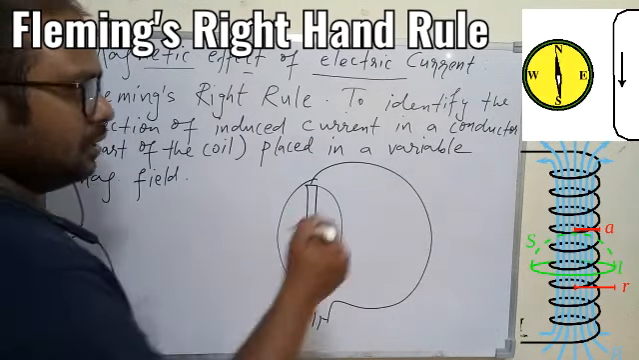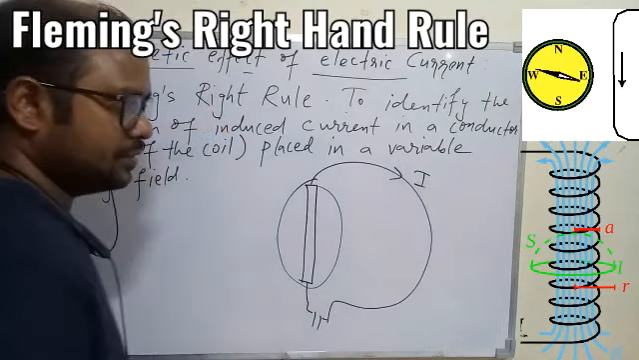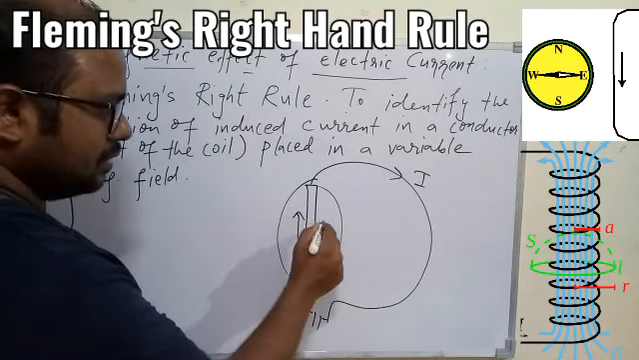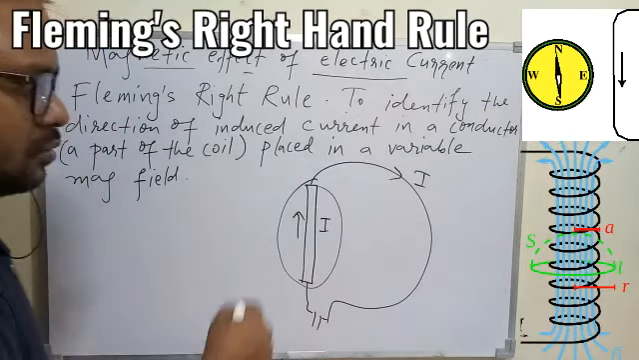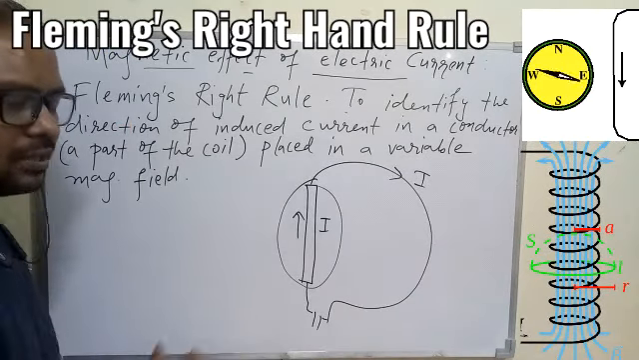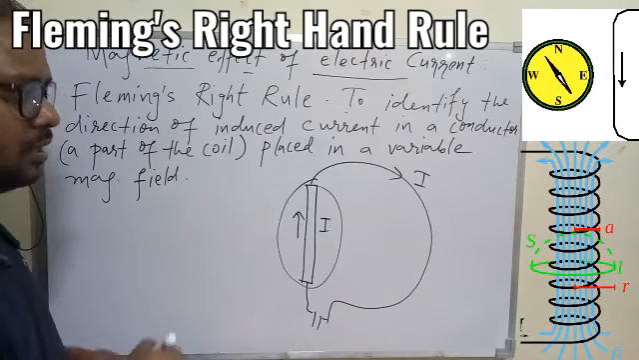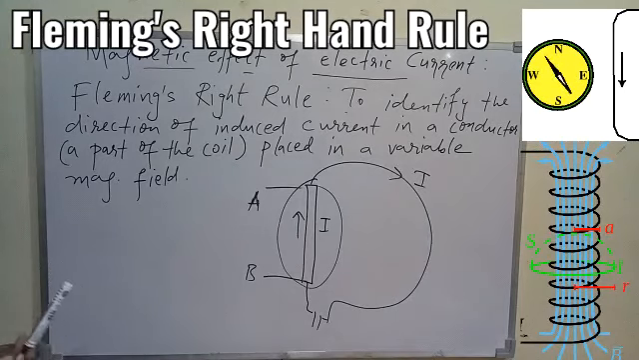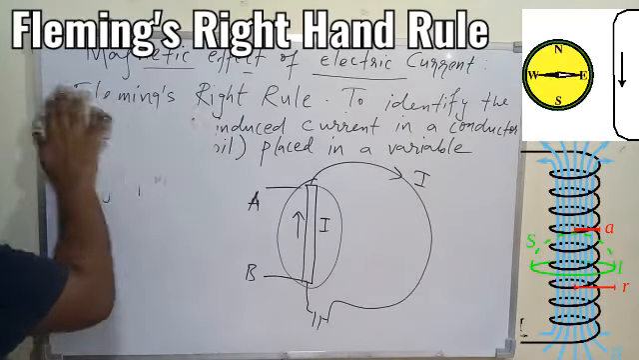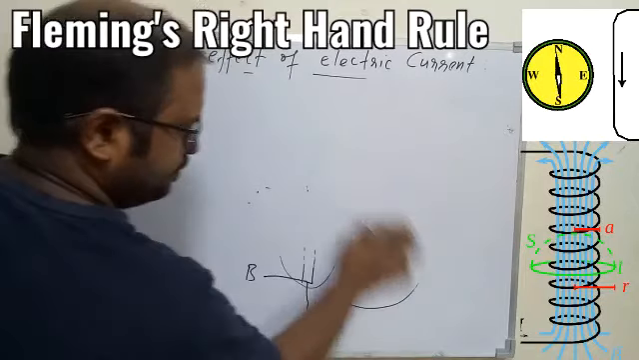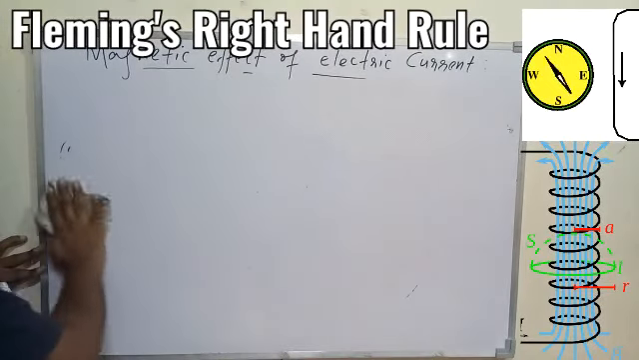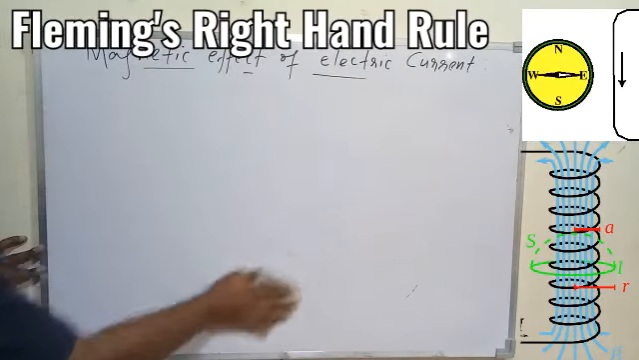For example, the current induced here is clockwise, so we can say for this straight conductor the current will be upward. If the current is anti-clockwise, we will say the induced current in this straight conductor will be downward. So we are going to apply the rule for this particular straight conductor AB, which is a part of the coil. It's not so difficult now, since we have understood Fleming's left hand rule. We can understand the right hand rule also.